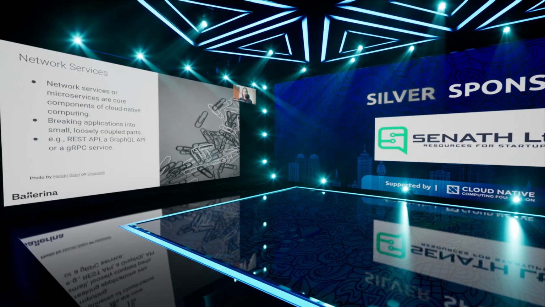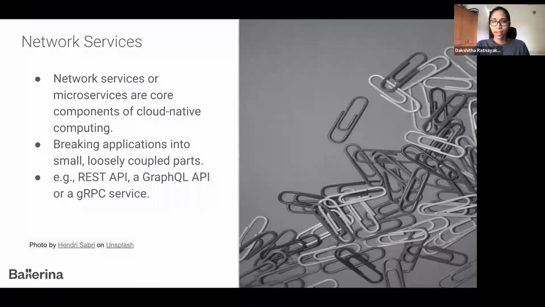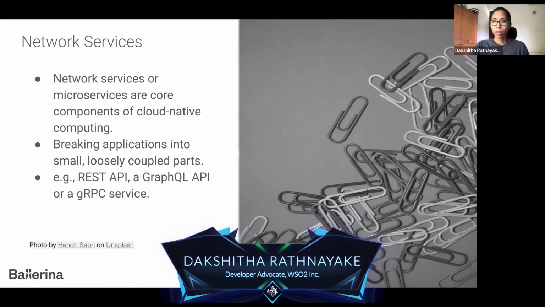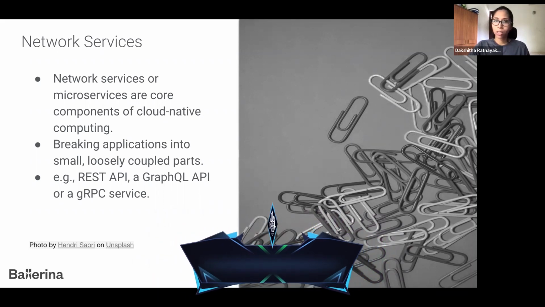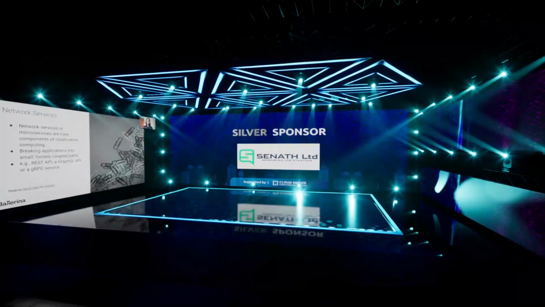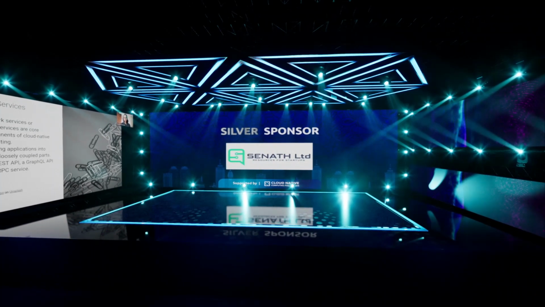So, what are network services? They're pretty much APIs or microservices, which are core components of cloud-native computing. Breaking applications into small, loosely coupled parts makes it easier for developers to build agile and resilient software. So these network services can be in the form of a REST API, a GraphQL API, or a gRPC service, and so on.